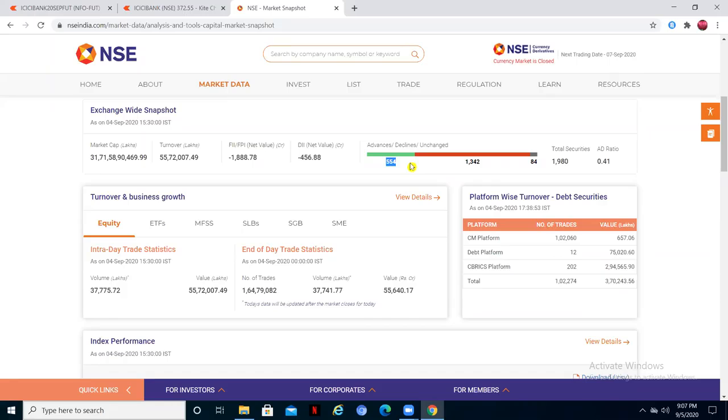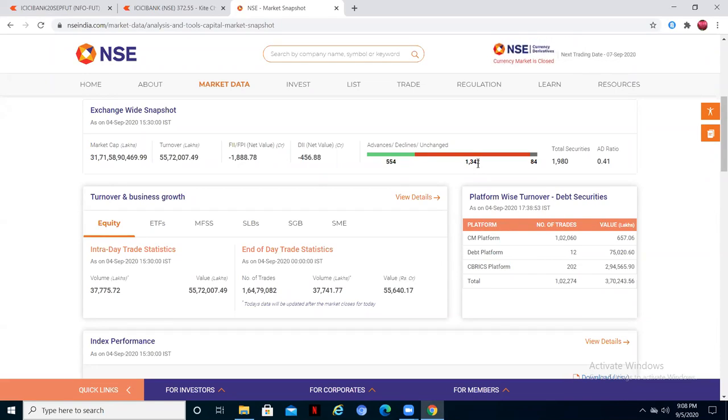So the third rule is the advances and the declines must be having a clear difference. Like here right now you can see they are having a clear difference. Clear difference means a difference of more than 100 points. So here you can see the difference is around, I think, 800 or 900 points, which is a clear difference. So this is again a trading zone.